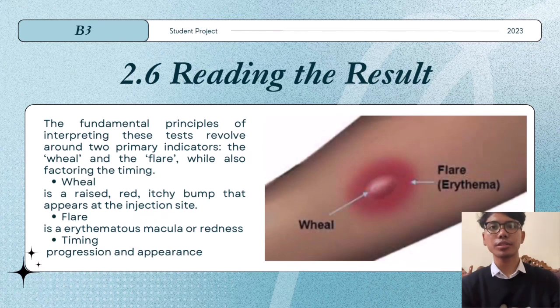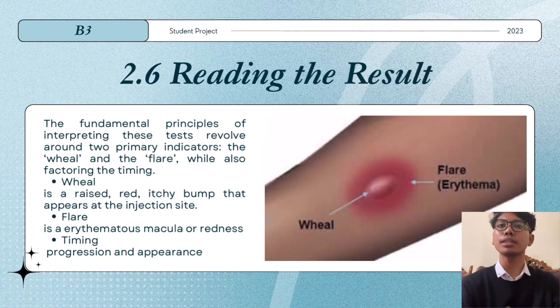Reading the results of intradermal test examination involves observing the skin's reaction to the injected allergen by factoring 3 different variables. The first one is wheal. Wheal is a red itchy bump that appears at the injection site. The size of the wheal is a key indicator of the reaction.